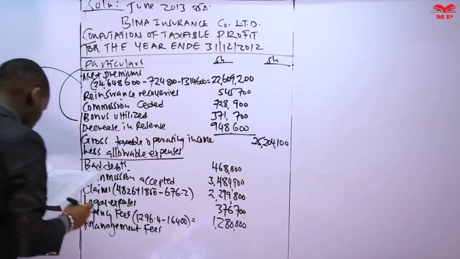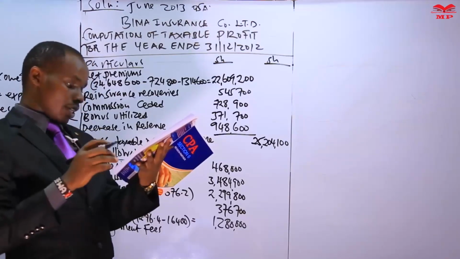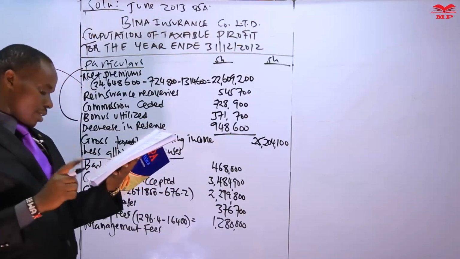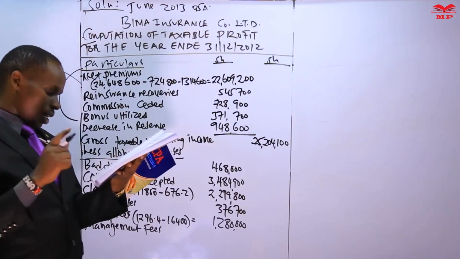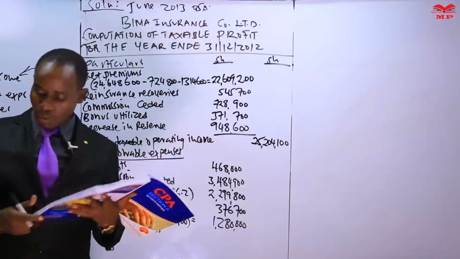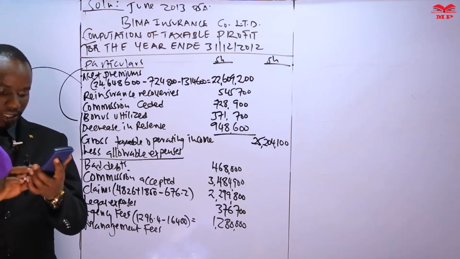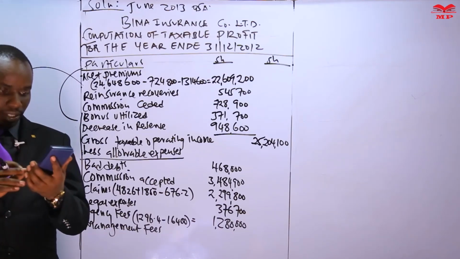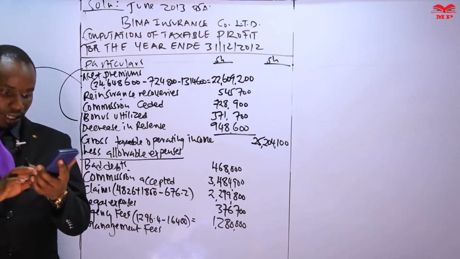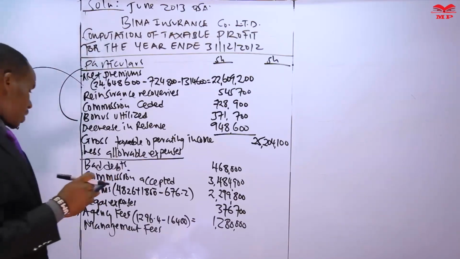For the management fees, again we have a note. The management fee is 1,804,600, but we have a hint at note number 2. It includes 24,200 paid to a tax consultancy company. Tax consultancy is not allowable. So you are supposed to take management fee 1,804,600 minus 24,200. So you get 1,780,400.